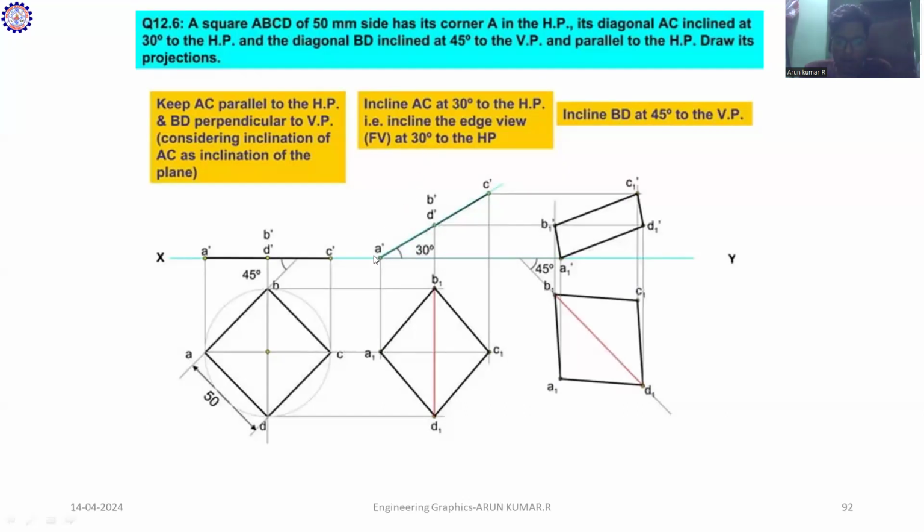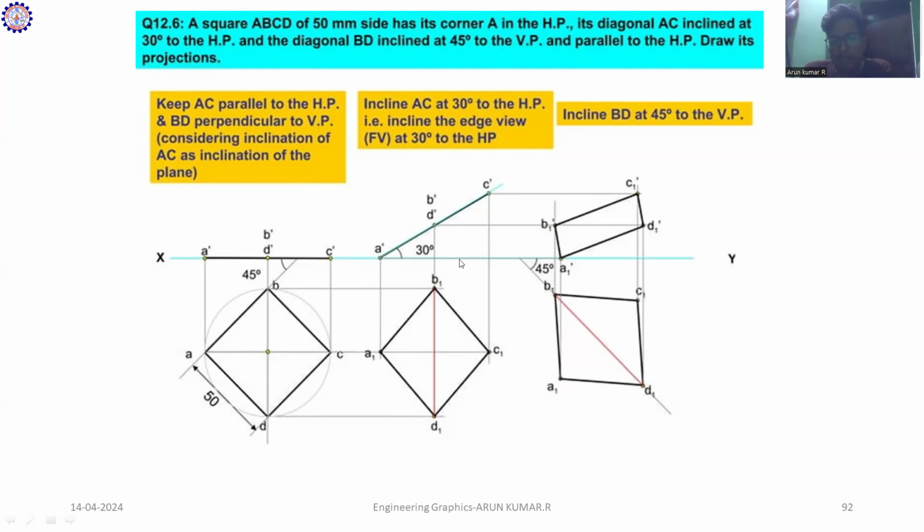Okay. After drawing the line of A dash and C dash, you have to point out the points B dash and D dash. Where is it? You have to measure either from A dash or C dash. Okay. So just point it out. That is B dash and D dash.